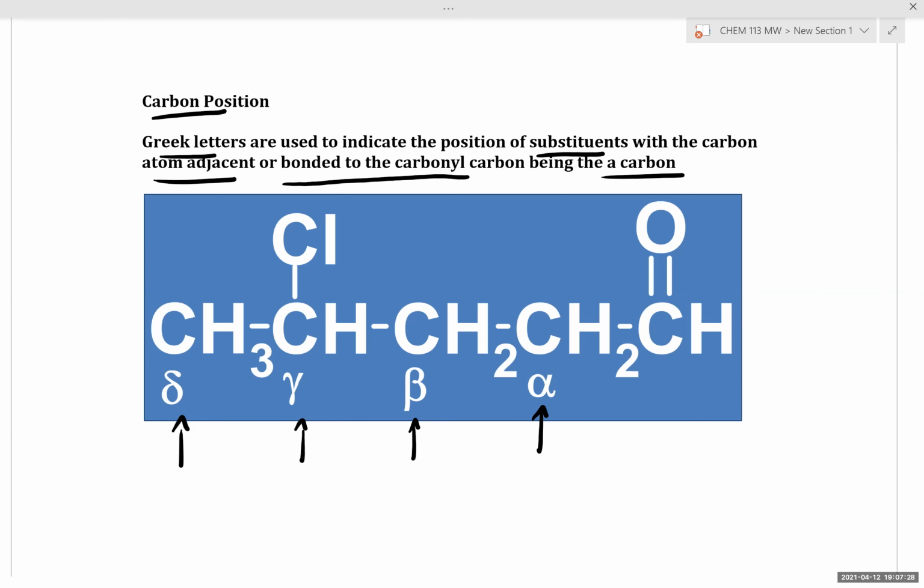The alpha position is particularly important when we talk about enolate chemistry, while the beta position is particularly important when we talk about conjugate addition reactions. Does this common nomenclature make sense to everyone?